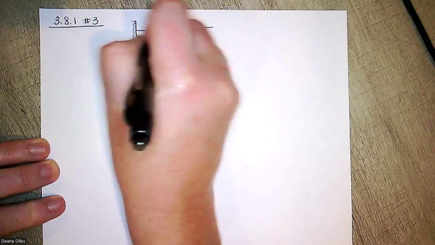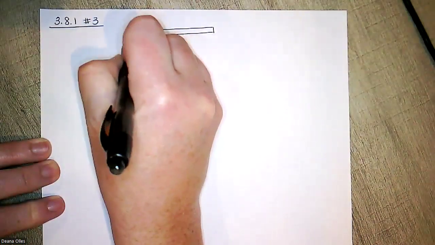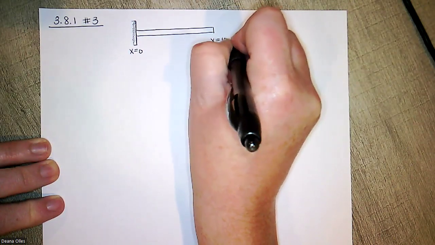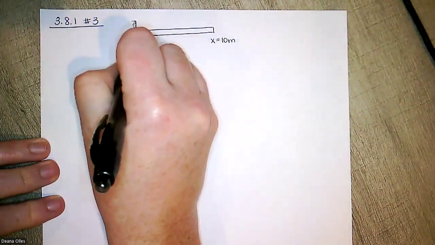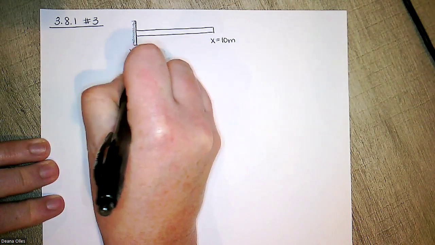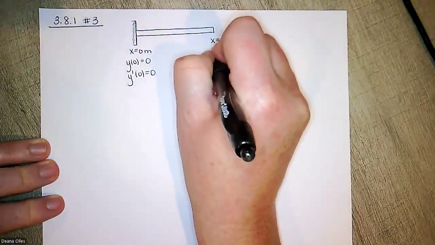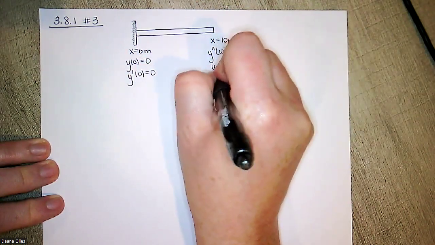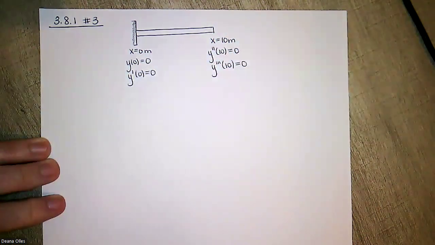All right, so we have something like this. It's fixed at 0 and free at the other end, and it's 10 meters long. Okay, so if it's fixed, there is no deflection, and there is 0 slope at this side. And where it's free, we have no bending moment, and we have no shear force.